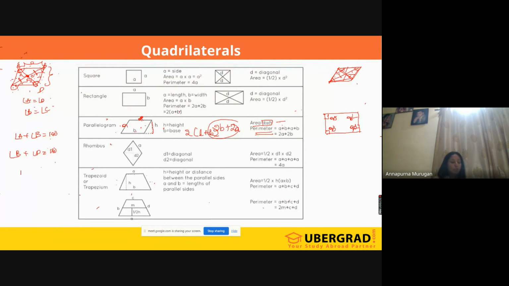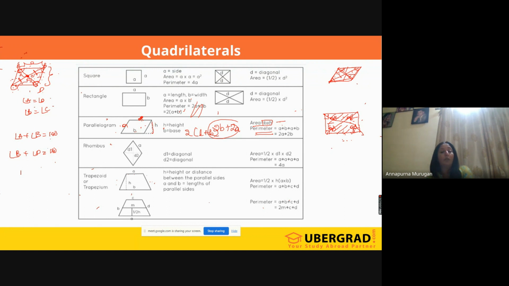Rectangle properties: all opposite sides are equal, and each angle is 90 degrees. Not only that, the diagonals will be equal. Why? See, same side and this one. By Pythagoras theorem you can get this, so the diagonal lengths will be equal. Even though the diagonal lengths are equal here, only opposite triangles are congruent. Not all four triangles will be congruent, only opposite triangles.